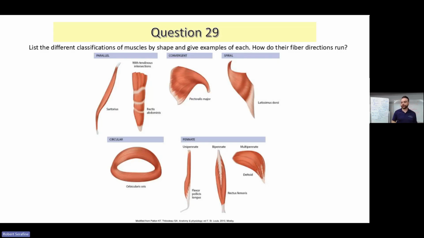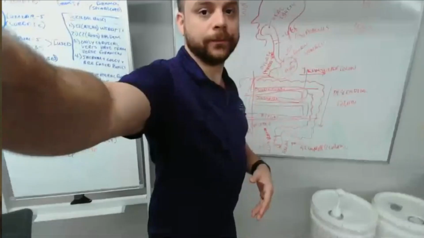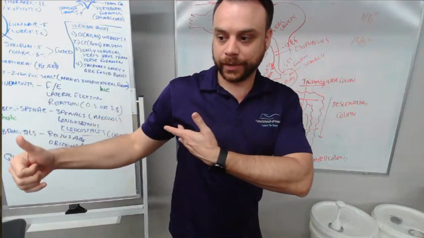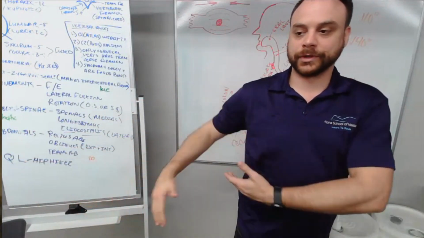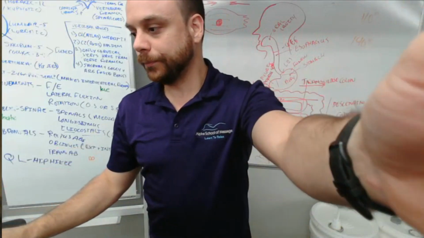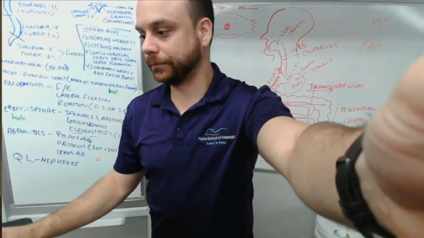Then we have spiral muscles. Spiral muscles wrap around the body. And that wrapping around the body is produced by, in this case, the lats. The lats literally come from, I guess I could show you, your low back and then wrap all the way up through your armpit and then attach to the front of your arm. So they literally wrap around your body like that. So they're spiral muscles.